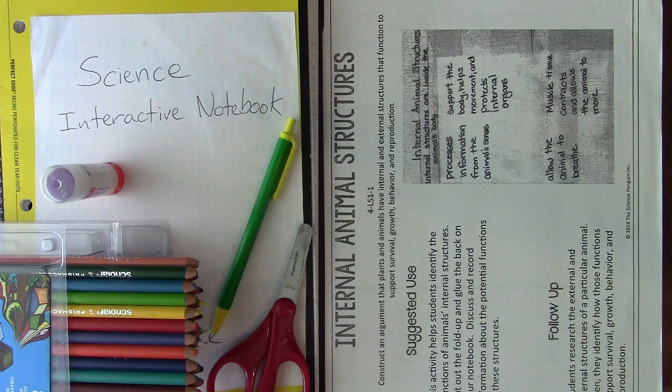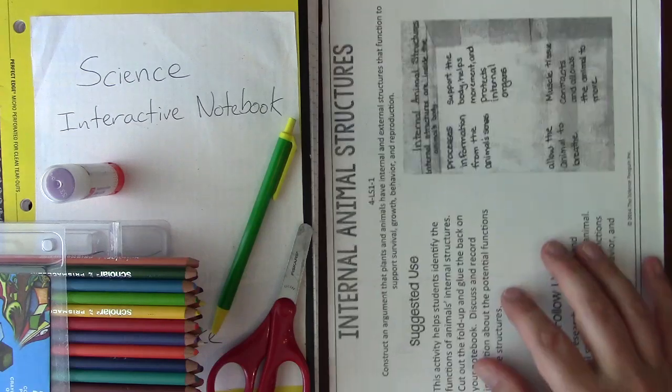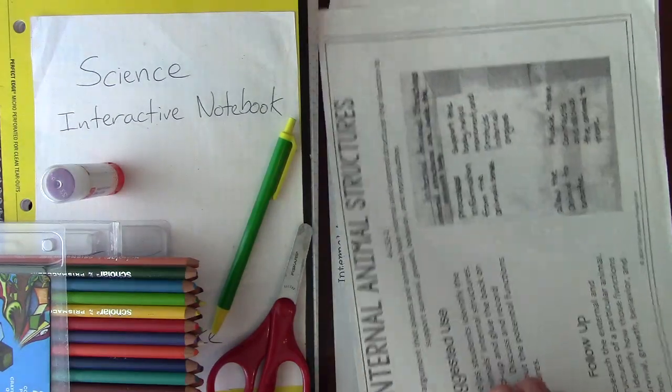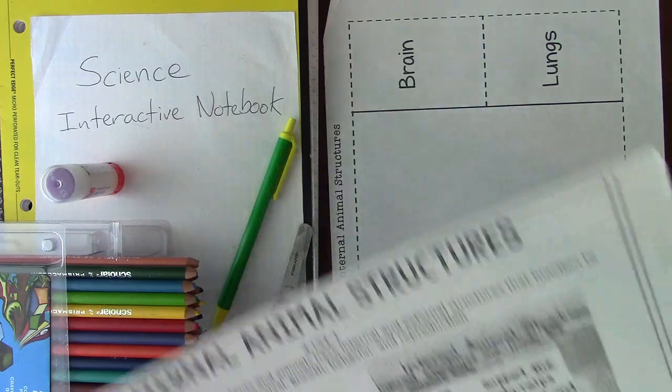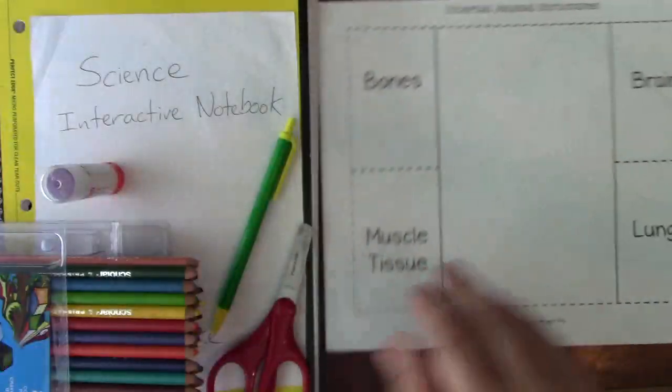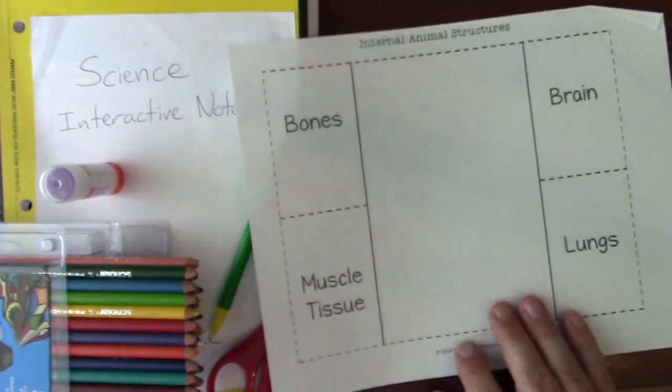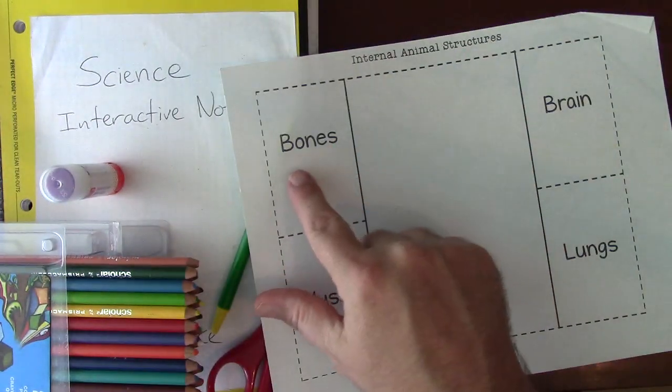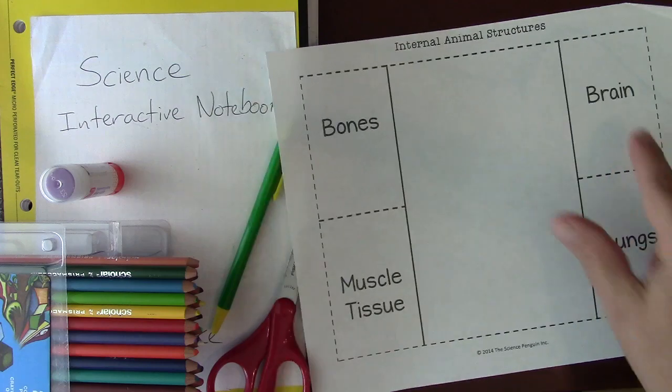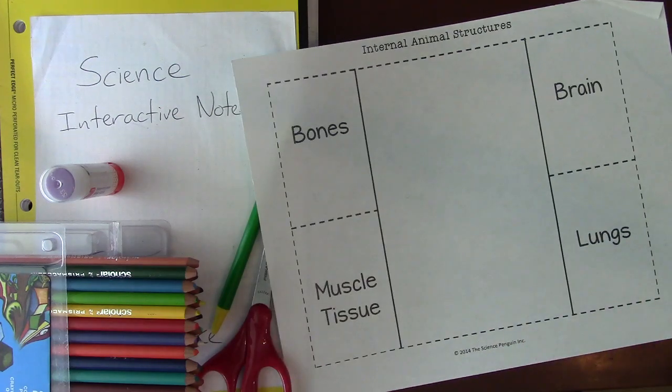But today we will be looking at the internal animal structures, which are the things on the inside. Last time, a while ago, we looked at external animal structures. This time we'll be looking at internal animal structures. So you're going to need your Science Interactive Notebooks, and the page we want is the one below this one that looks like this. You'll see it says internal animal structures up at the top. It says bones, muscle tissue, brain, and lungs.